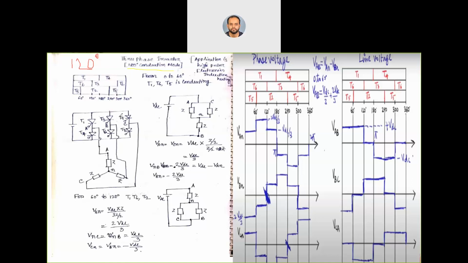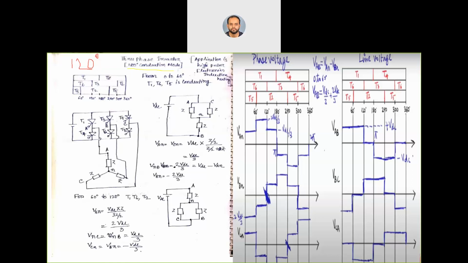Now after T3, T5 will start to conduct. So T5 will start to conduct from 240 degrees. It will be conducting from 240 degrees to 360 degrees, and then from 0 to 60 degrees. Okay, so this will be the conduction period for each of the thyristors.